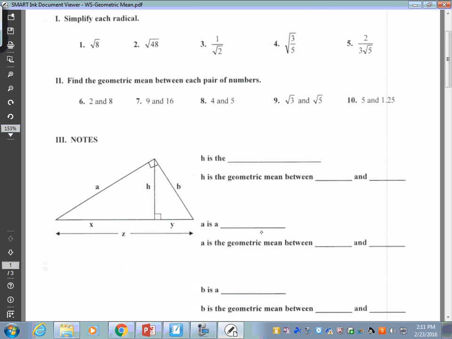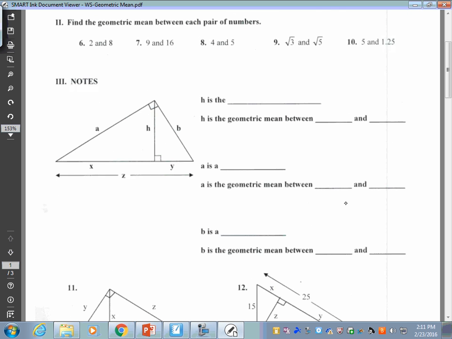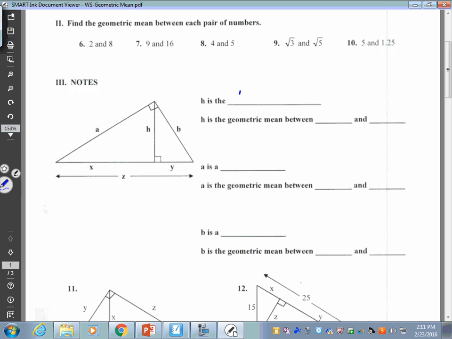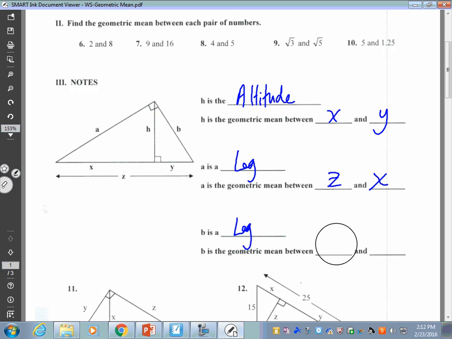So we did simplifying radicals. You can do your geometric mean. Just to review, h is your altitude. I think we even started on this for some classes. And then we saw that h is the geometric mean between our segments, which are x and y. And then a is a leg. It is the geometric mean between z and x. b is also a leg. It would be the geometric mean, using your hypotenuse, which would be z, and y.